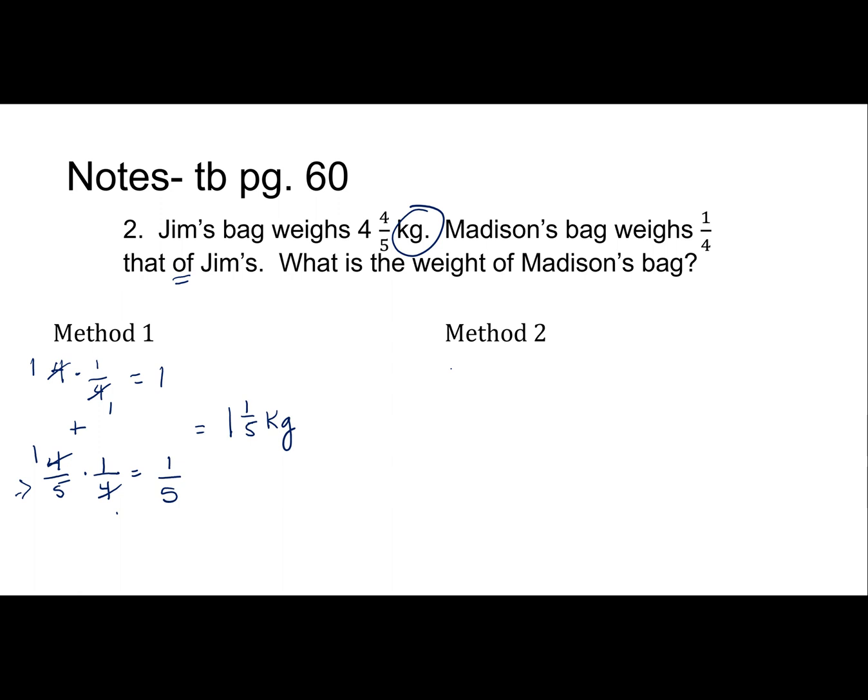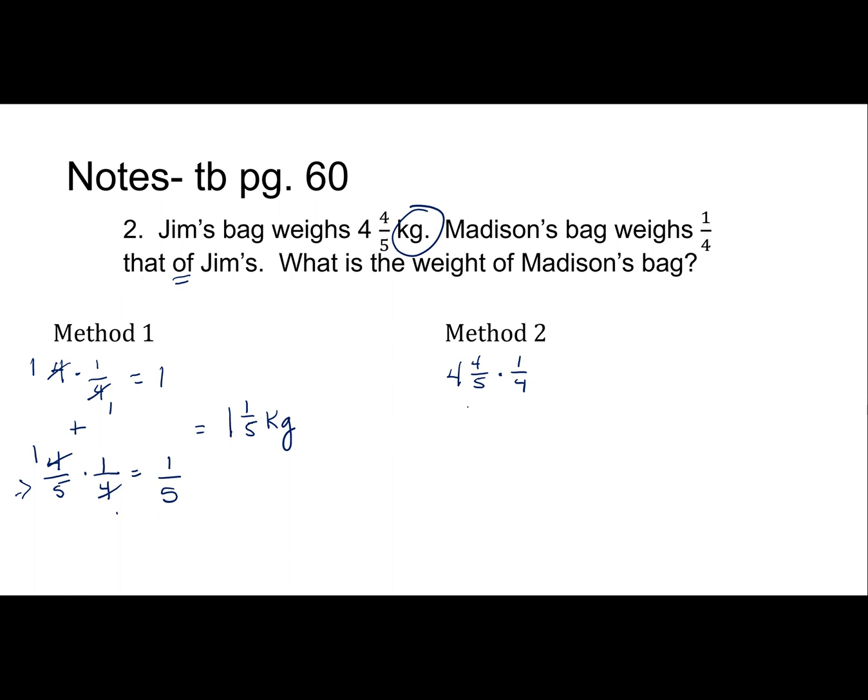Method 2 is mathematically. So we've got 4 4/5 times 1/4. Who can help me set this up? How do I set this up mathematically? Owen? What's that 1/4 times? Did you say 1 4/5? Yeah, it's 4 4/5 times 1/4.